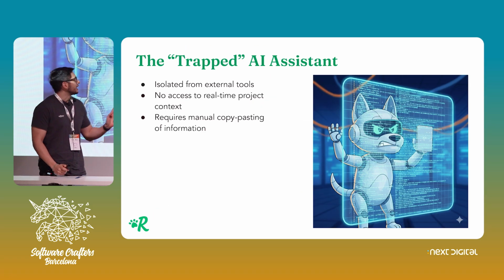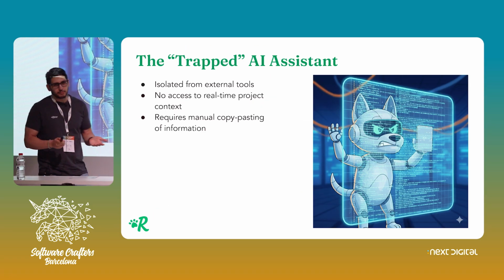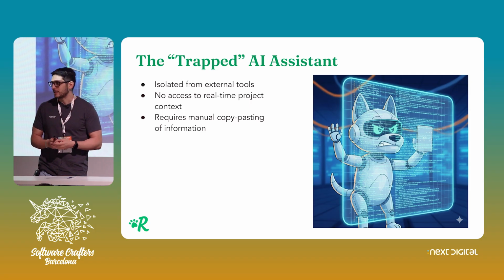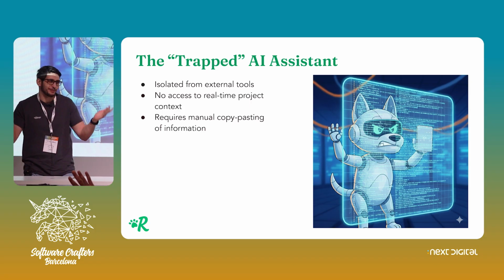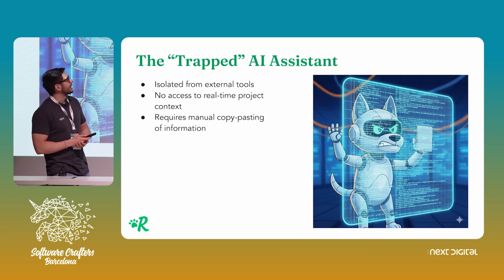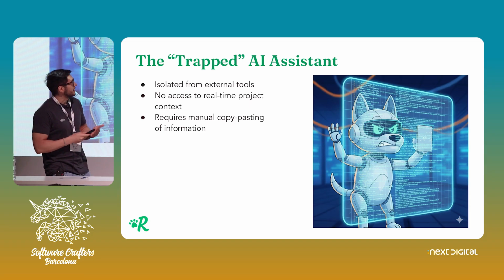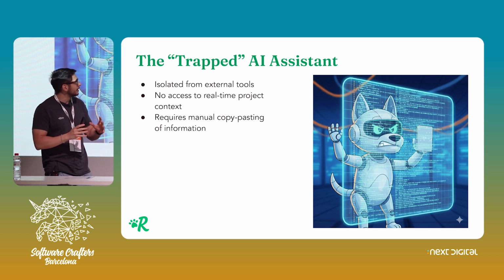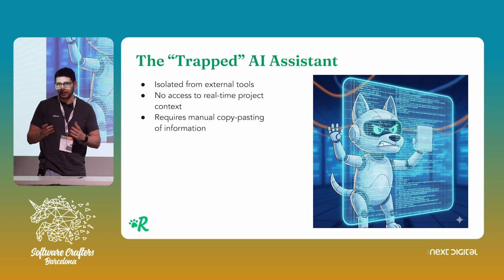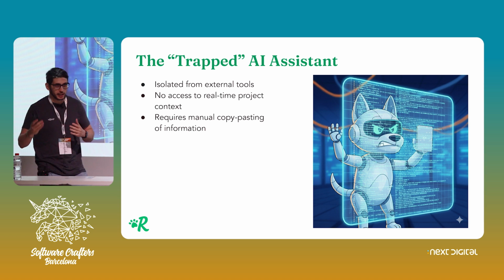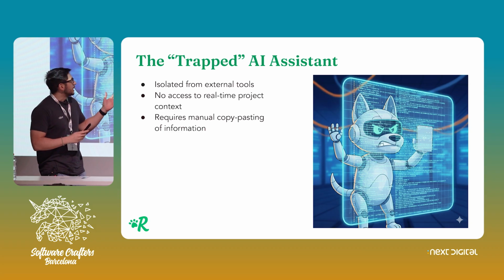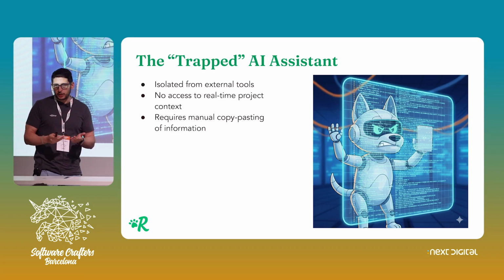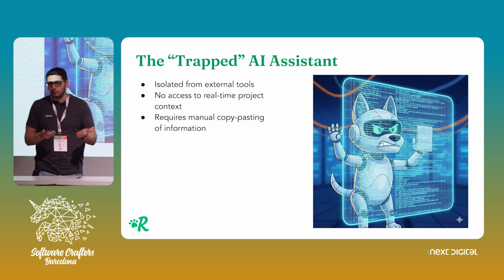All right, okay. So I think that everyone uses AI assistants right now, no? How many of you? 1, 2, 3, 4, well, too many. Okay, so what if I tell you that right now our AI assistants are trapped? What I mean is trapped. They are isolated from external tools like Jira, Sentry, GitHub, and so on. They don't have access to real-time project context, and so it requires manual copy and pasting.